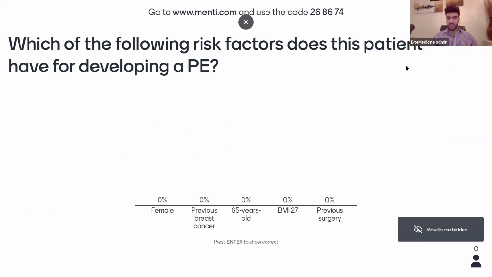Answer which of the following risk factors does this patient have for developing a pulmonary embolus? PE is pulmonary embolus, if you didn't know. The fact that she's female, previous breast cancer, 65 years old, BMI 27, and previous surgery. So she had the surgery 1 year ago, in case you forgot.